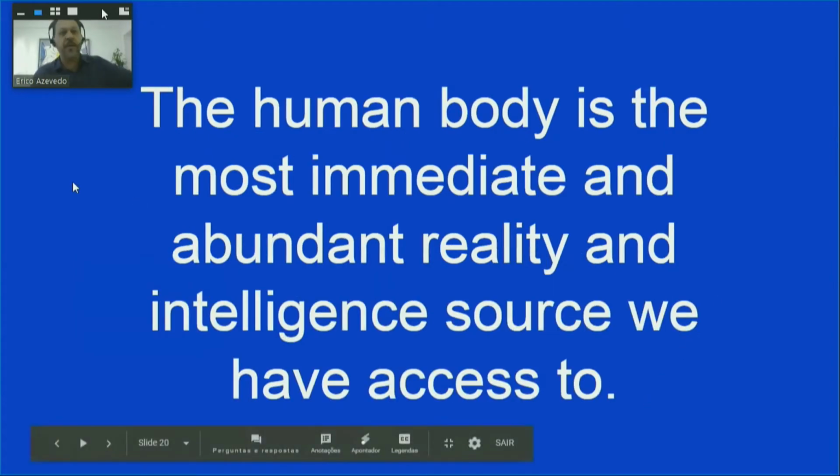So basically, we can point to the human body as the most immediate and abundant reality and intelligence source that we have access to.